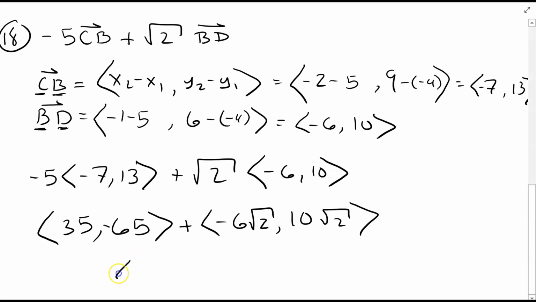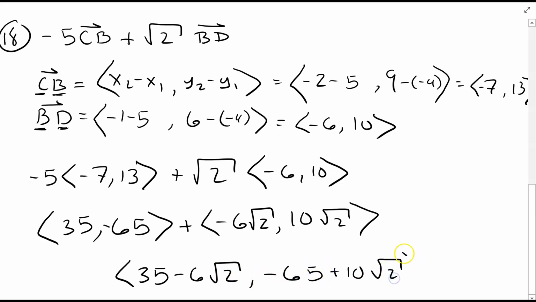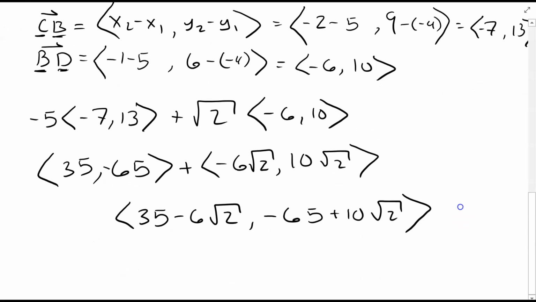So if I add these then, I can't add them directly because one of the numbers is rational and the other is irrational. One has a square root of 2 in it, the other one doesn't, so you can't add them directly. So this would be your component form answer, as it would look like this. Okay with that? So that's the component form.